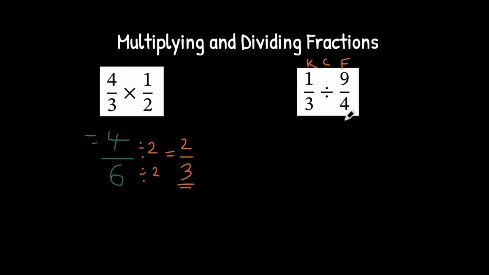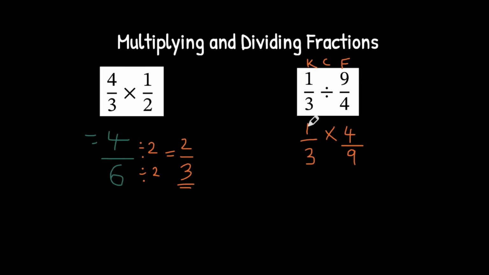Keep, change, flip. So what does it mean? It means that whenever you're doing a division sum for fractions, whenever you're dividing fractions, the first element there, you keep it as it is. The second element changes from a division to a multiplication. Then the last element flips. That means whatever was at the bottom, aka the denominator, becomes the numerator. And whatever was at the top, aka the numerator, becomes the denominator.